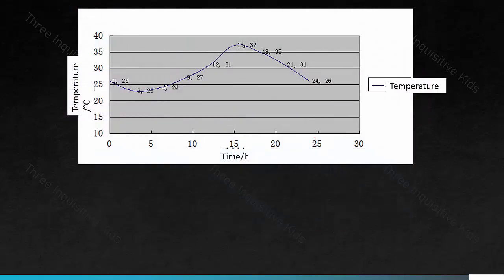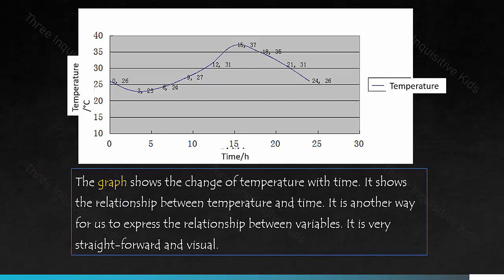And if you want to graph this out, you would be left with this diagram. The x-axis is our time, or hour, and the temperature is on our y-axis. And this line that's going up and down here is the temperature. So the graph shows the change of temperature with time. It shows the relationship between temperature and time. This is another way for us to express the relationship between variables. As you can see, it can be very straightforward and visual. You can see how the temperature is changing. It first dips down a bit and then goes up and then goes back down.